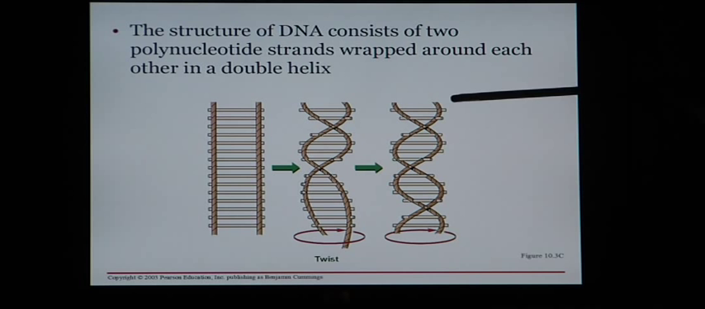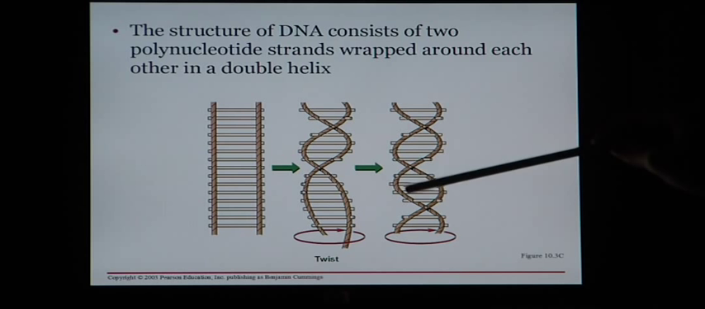Okay, so that's why we call it a double helix, because it's two strands that are twisted together to make what we call a double helix. So adding to your list of DNA facts, we also have that it's shaped like a double helix.